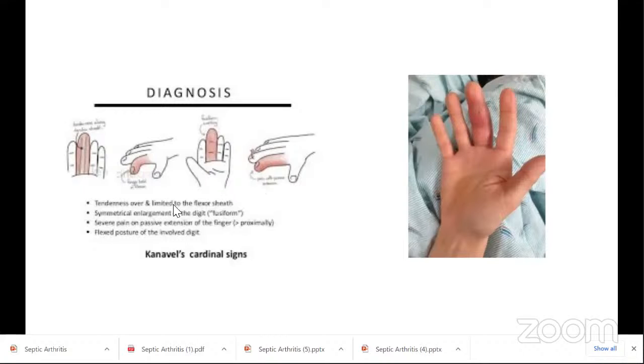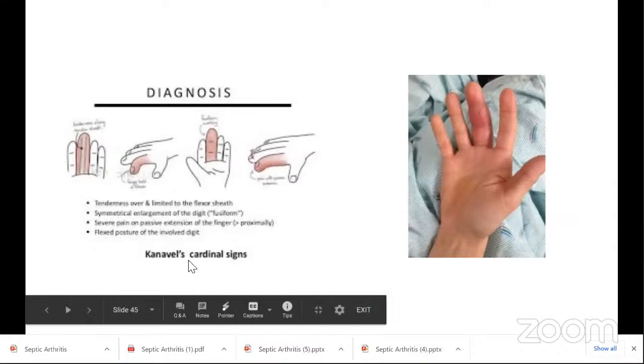Okay. Can anybody read this? I will show you. See, entire finger is swollen, finger is flexed. If you do a passive extension, it is painful. Okay. So tenderness of the entire finger, flexion posture, passive extension is painful. Symmetrical enlargement, complete finger. These are Kanavel's cardinal signs.